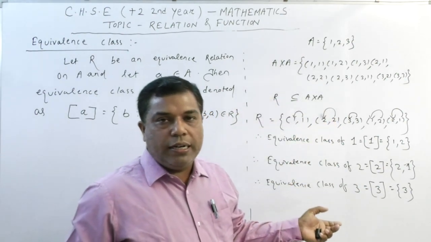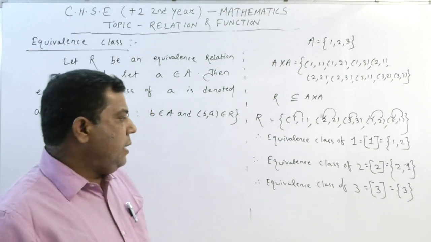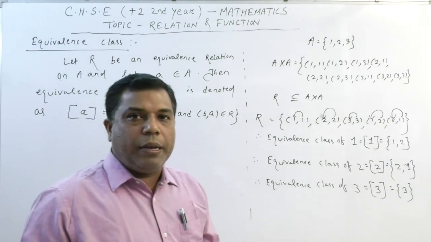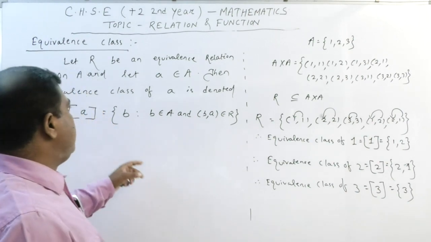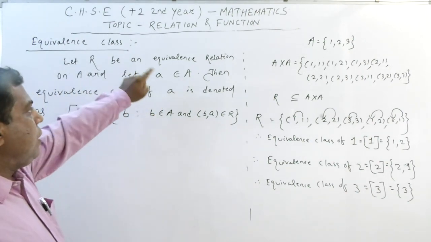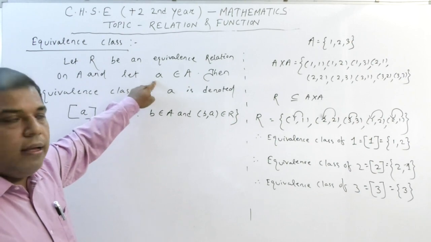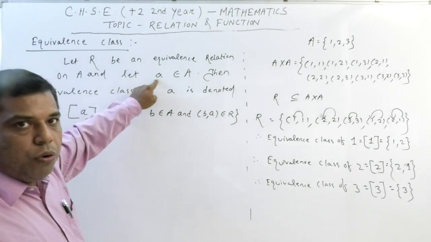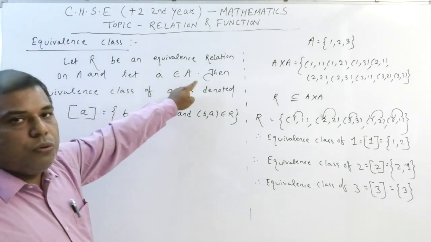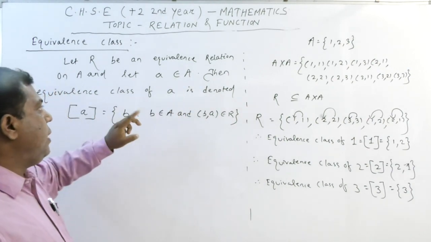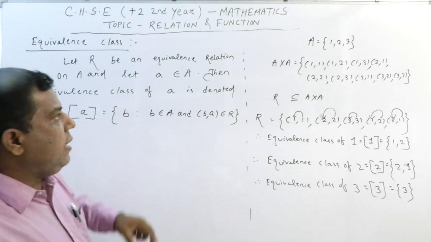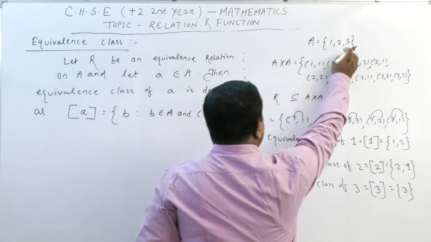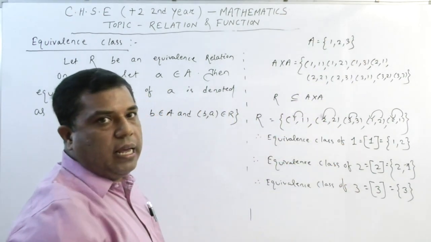Clear, my dear students? Okay, so again we will repeat. Again we see what we write here. You see, we write that the equivalence class, whose will it be? It will be of the elements present in set A. Okay, so here you see that in set A 3 elements are there, and how to get the equivalence class?